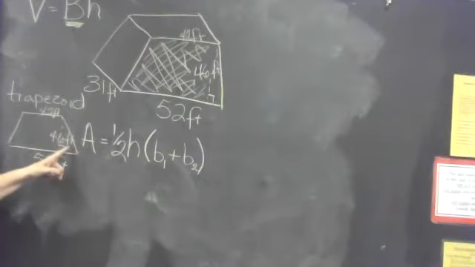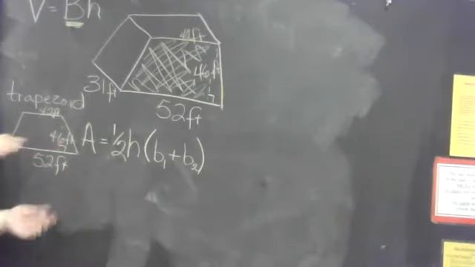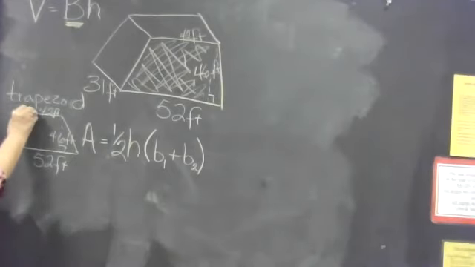52 and 42. Parallel, right? They go in the same direction, they're parallel. So these are the bases. Base 1 and base 2.